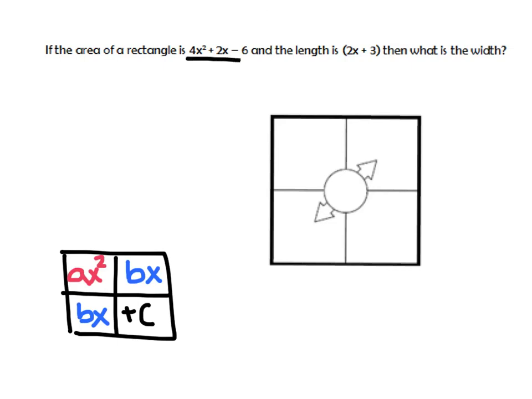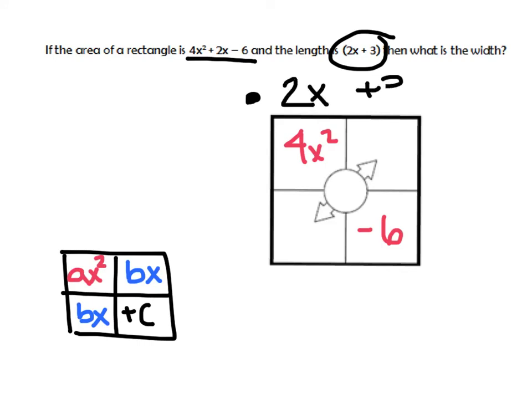So notice here in this equation, they give us some of that information. So I know that in this first box, I can put the 4x squared. And in this last box, I can put the negative 6. Now, I can't put a 2x here because I don't know what numbers we use to add up to 2x, because notice that implies that it's both of those boxes. Another piece of information they gave me is one of my sides, so I'm just going to write that there.